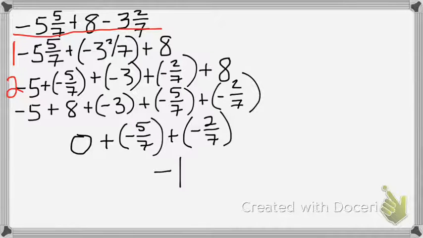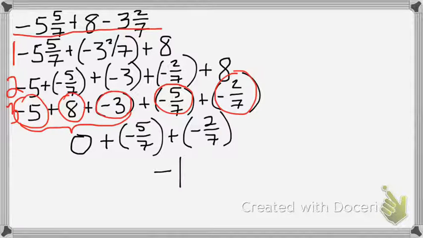And then I just applied the commutative property, moving things around. What I did this time is I put all of the whole numbers right next to each other, the negative 5, positive 8, and then the negative 3. And I put the fractions right next to each other, negative 5/7 and negative 2/7. When I combined these, negative 5 and negative 3 is negative 8, plus 8. Sum of the opposites is 0, so that is 0.